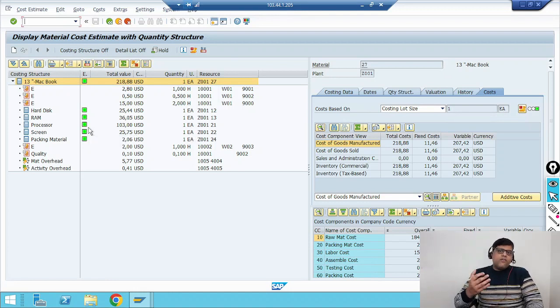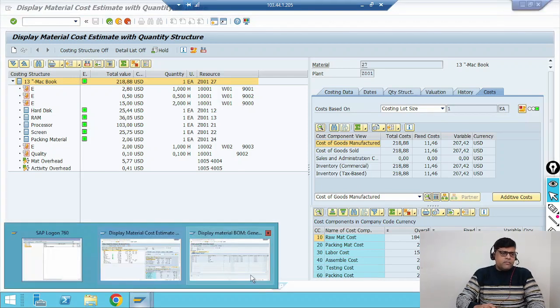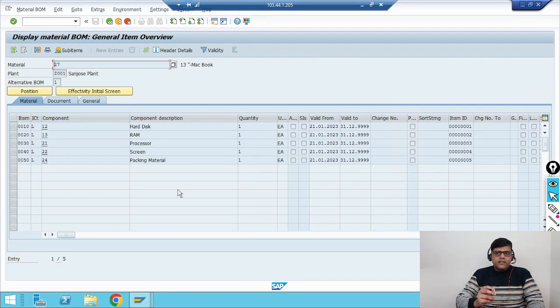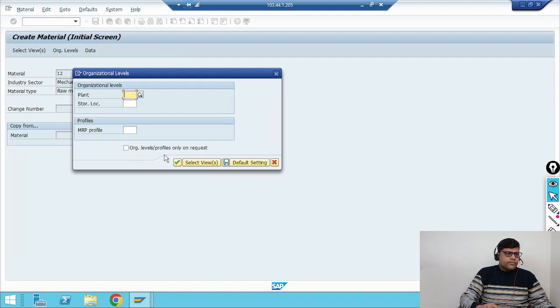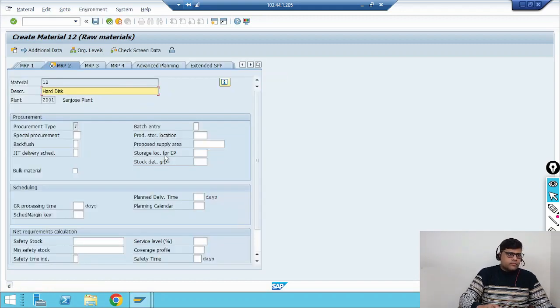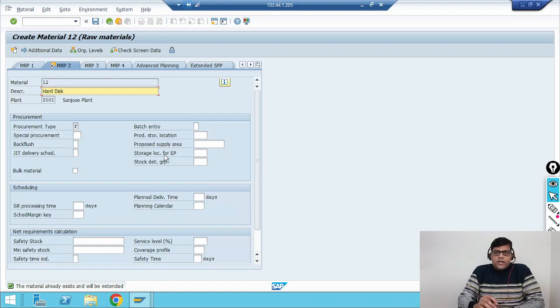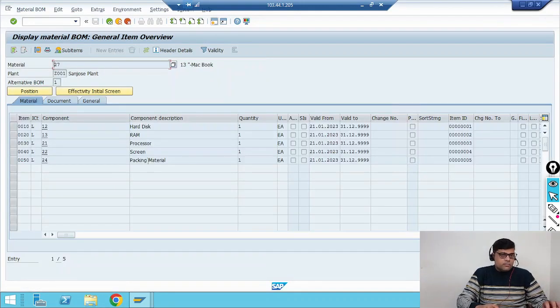Now let's see why these material master fields are important, particularly these MRP views. Let me randomly pick one material. Let me take the first material, that is 12. Now check this material master here. So material number 12, which is there in our bill of material.